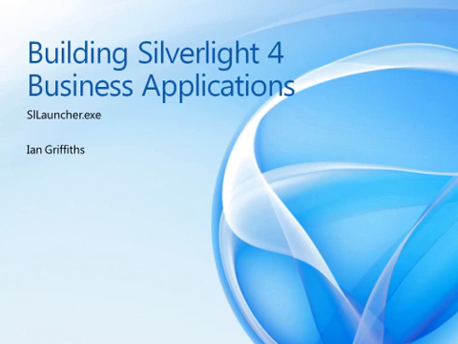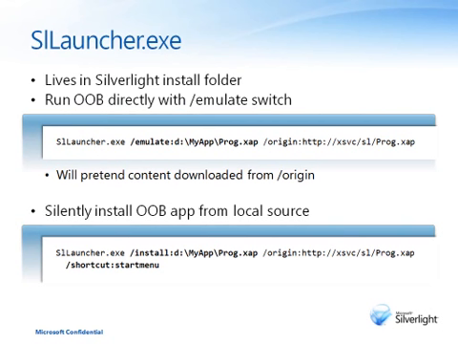In this talk, we'll look at how to use the SL Launcher executable in the Silverlight program folder. If you look in the Microsoft Silverlight folder in your computer's Program Files folder, you'll find a program called slauncher.exe. You can use this to perform a couple of useful tasks with out-of-browser applications.